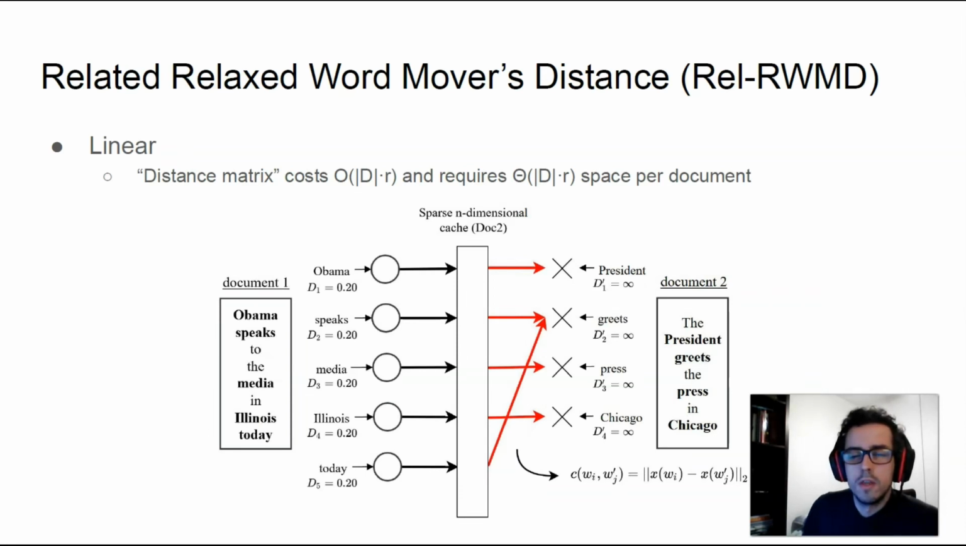However, the initial cost to compute the distance between all the embeddings and the document is no longer necessary. We can just take the R closest ones to the words in that document, and also the cache space required decreases to dr.